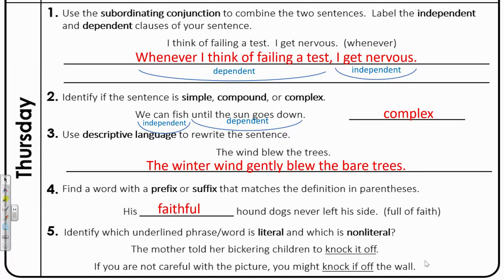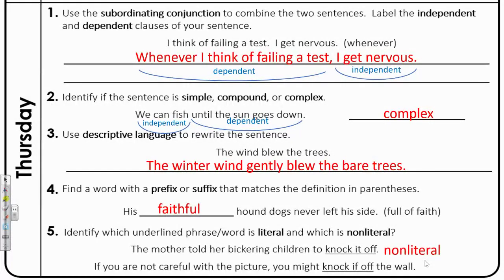And lastly, number 5, identify which underlined phrase is literal and which is non-literal. The first sentence says, the mother told her bickering children to knock it off. Okay, if you're fighting with somebody or you're doing something you shouldn't be doing and someone tells you to knock it off, they don't really mean to knock something off of something. That's a phrase that means to stop it, okay? So that is actually a non-literal phrase.